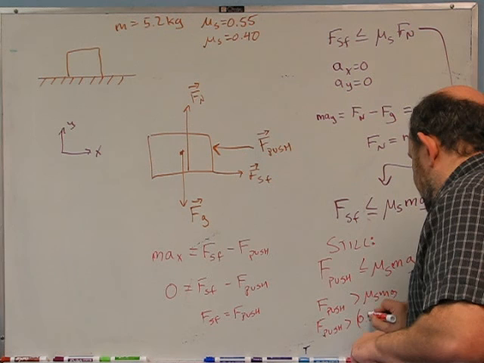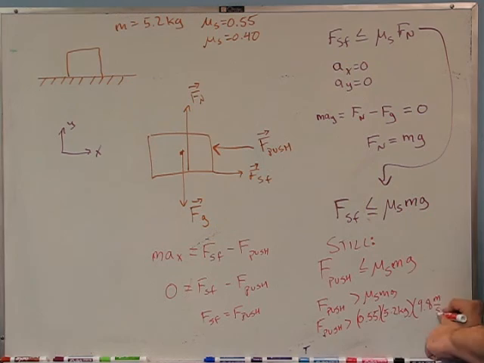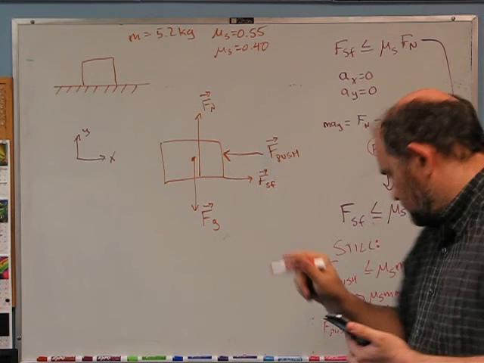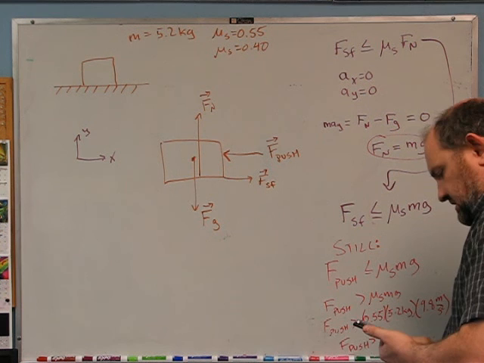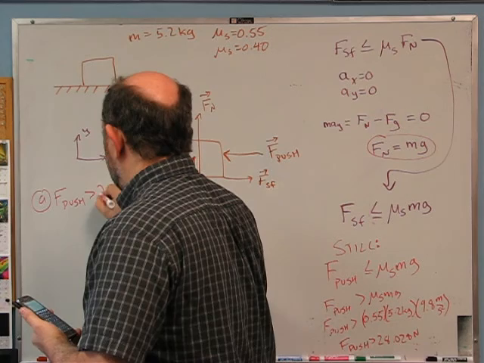0.55 times 5.2 kilograms. The coefficient of static friction is unitless, times 9.8 meters per second squared. Okay, stick that in my calculator. Okay, and the result is F push has to be greater than 28.028 newtons, which is too many sig figs. So I'm going to write over here, A, F push has to be greater than 28 newtons. So that's the answer to part A.